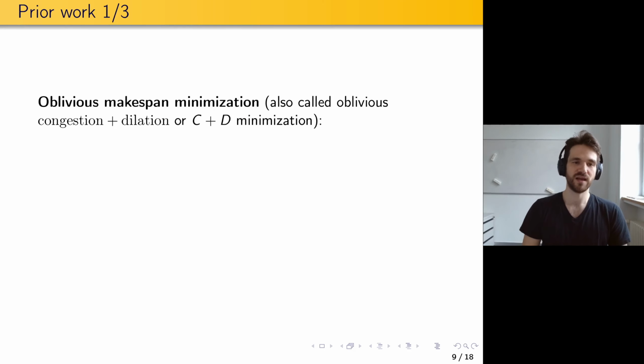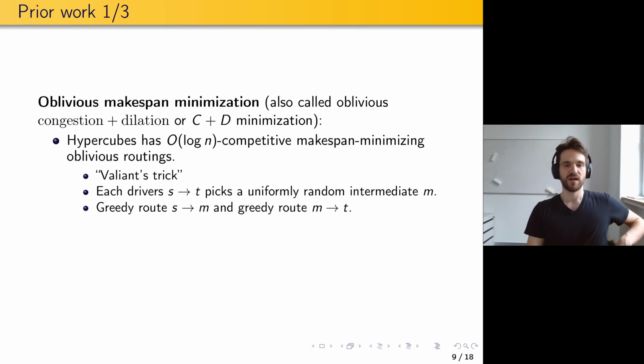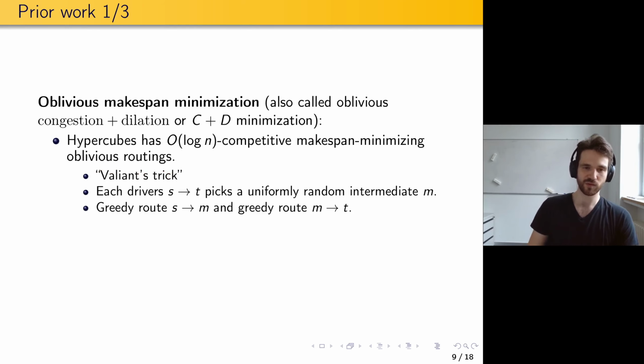Okay. Now let me tell you a little bit about prior work. Oblivious makespan minimization is also called congestion plus dilation, or C plus D, minimization. It has been studied for quite a while. The most famous example is the so-called Valiant trick that asks, can you do oblivious routing on hypercubes? And the answer is yes, you can get O of log n competitive makespan minimizing oblivious routing. And this is a very famous trick. I'm sure many of you know it. And it goes as follows.